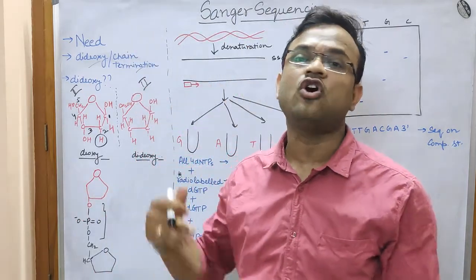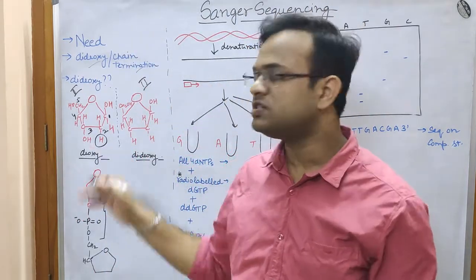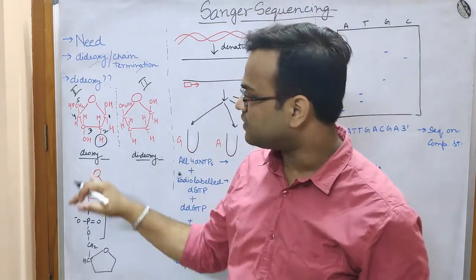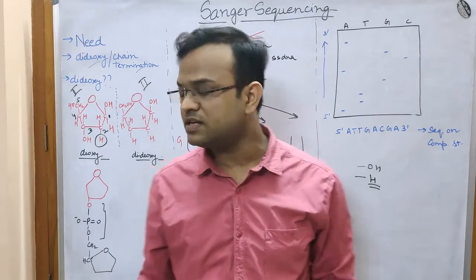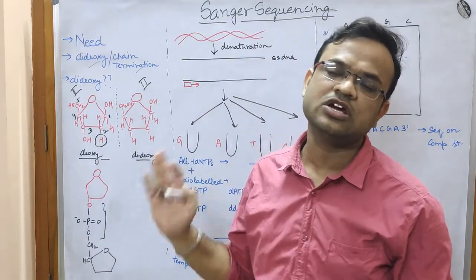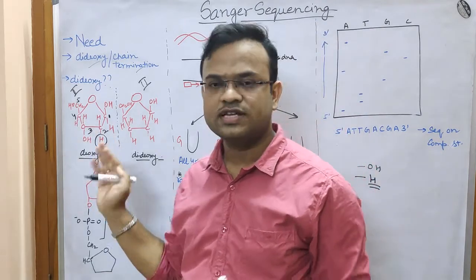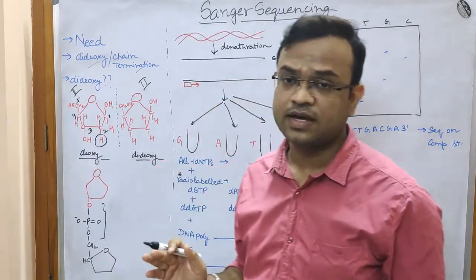That is why the name deoxy is given, because oxygen is not present over here. Deoxy means oxygen is not present, therefore only hydrogen is present there. That is why it is called deoxyribose sugar. So here it is called deoxy, that you would have understood, I guess.